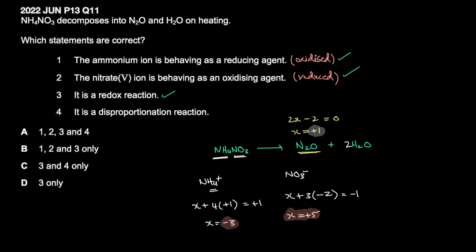Another way to think about this is when you talk about disproportionation, you're going from one single oxidation number to 2 different oxidation numbers. In this case, if you look at the reactant, you already have 2 different oxidation numbers to begin with. One of them is being reduced, one of them is being oxidized. To give you an example of a disproportionation reaction, this would be a disproportionation reaction.